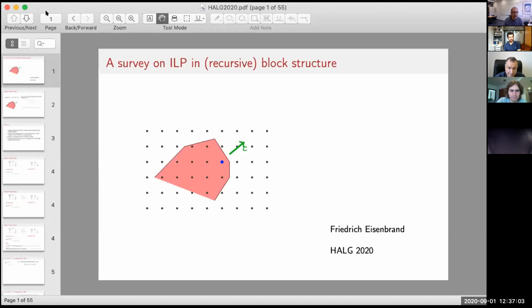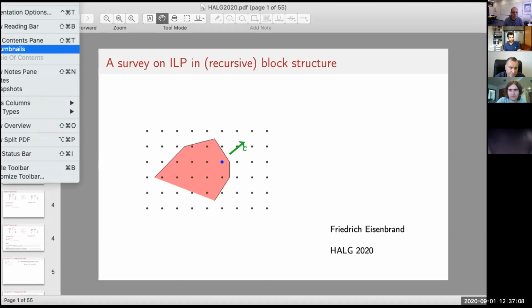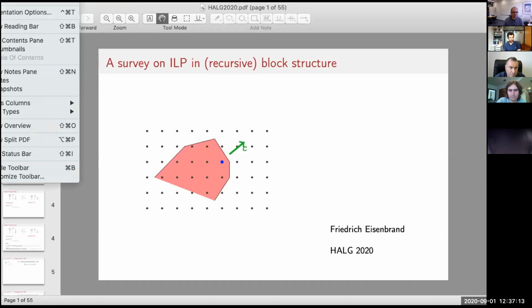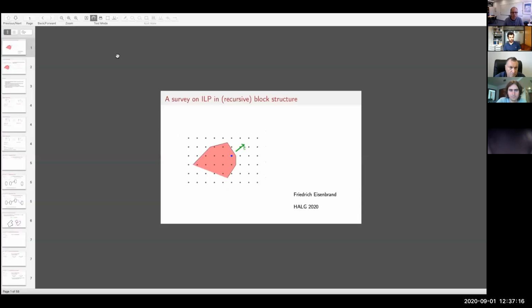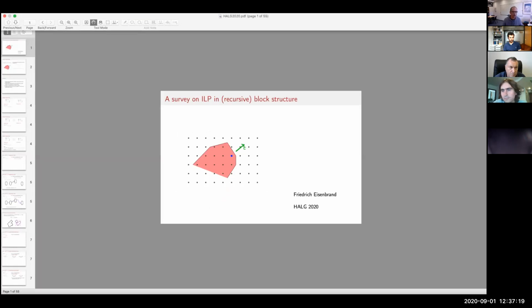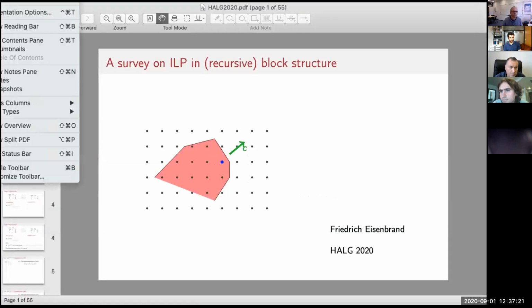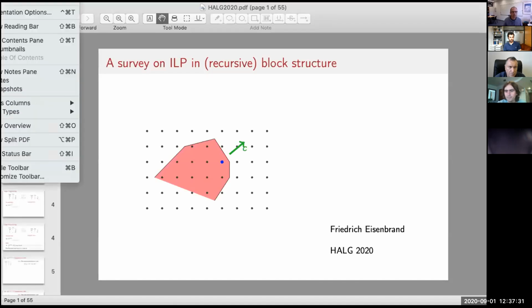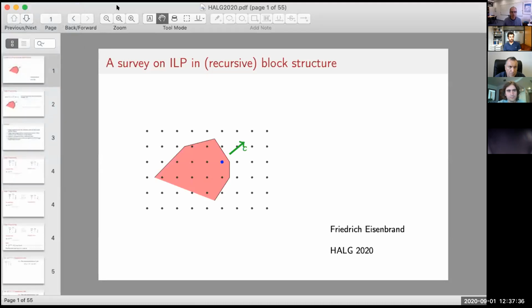Okay, so I'll try to go into a full screen mode here. Oh, wait, sorry, this is not correct. Here we go. So, maybe we keep it like this, and then I zoom through the slides.